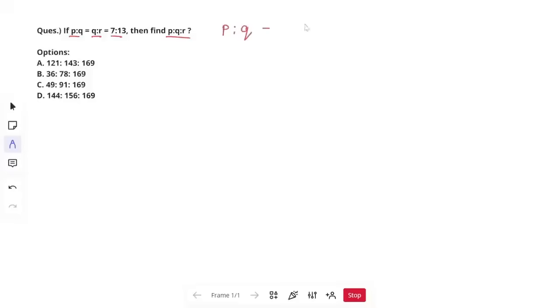First of all, let's take the initial ratio that is given to us, P is to Q is equal to Q is to R is equal to 7 is to 13. Okay, now based on this, what can we write? Can we write this? P is to Q is equal to 7 is to 13 and Q is to R is equal to 7 is to 13, right? We can absolutely write this.